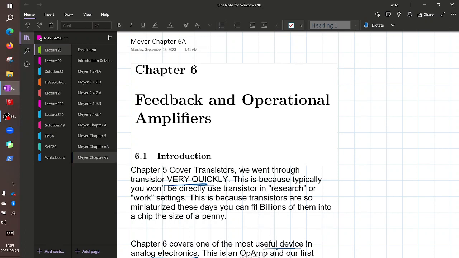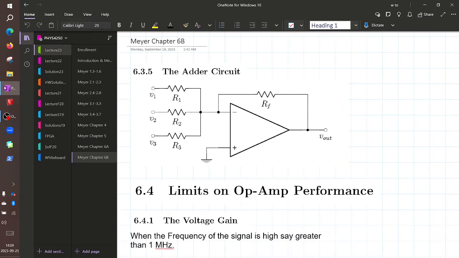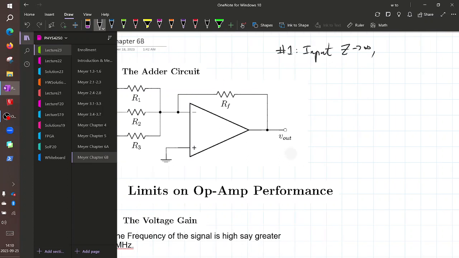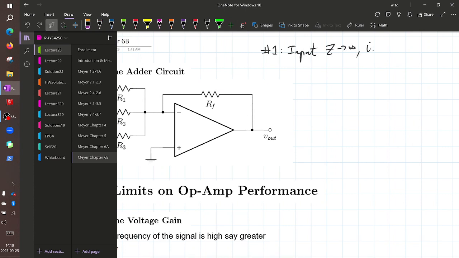Okay. We went through how the operational amplifier works. Does anyone remember how we determine the behavior of our operational amplifier if we put it in a circuit? What are the rules that we should follow? Right, the input impedance is basically infinity, or that the current into the input, either A or B, or plus or minus, is zero.